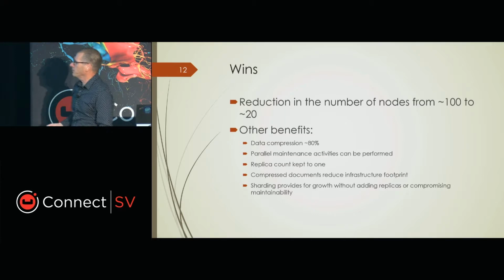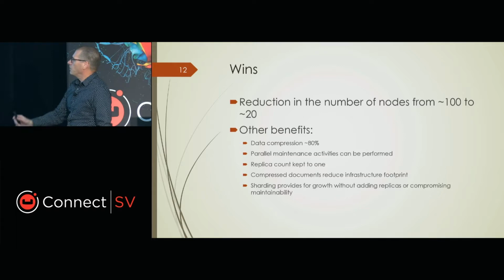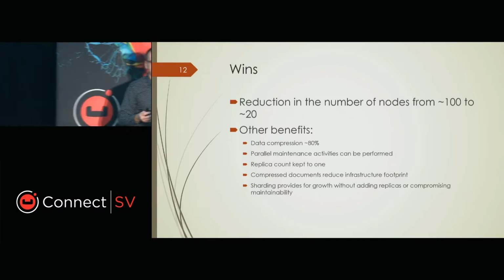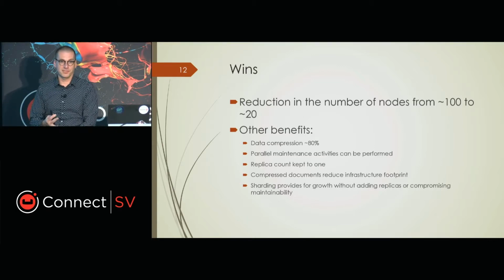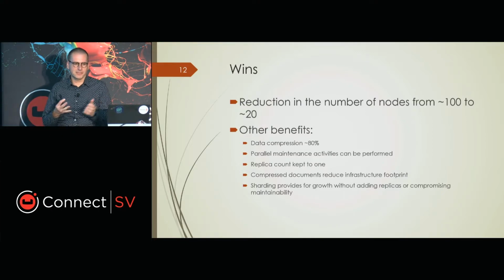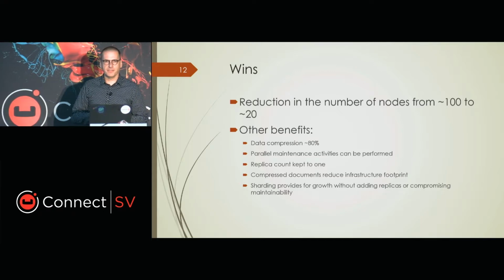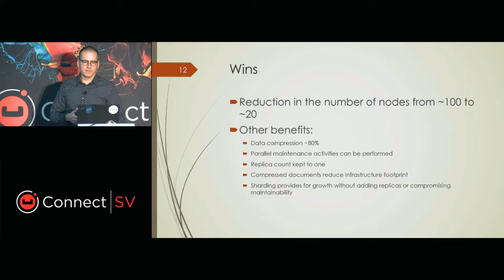So from a perspective of deploying within UPS, what we consider to be wins are the fact that we didn't have to deal with a 100 node cluster. The problem with the 100 node cluster was, one, cost, and two, manageability. How do you manage dealing with a 100 node cluster? Our DBAs didn't like that idea at all. So we managed to chop that down to around 20. I believe it's 24 now, by doing 80% data compression.